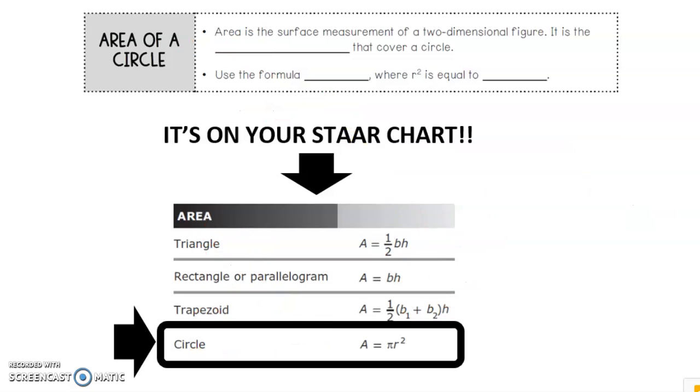All right, so area is the surface measurement of a two-dimensional figure. It's the square units that cover a circle. We're going to use the formula that we just looked at: area equals pi times radius squared, where radius squared is equal to r times r. We might have to keep that in mind when we work with this formula. It is on your star chart, so you don't have to memorize it, but you do need to know what it means. So you need to know what A represents and what the R represents.